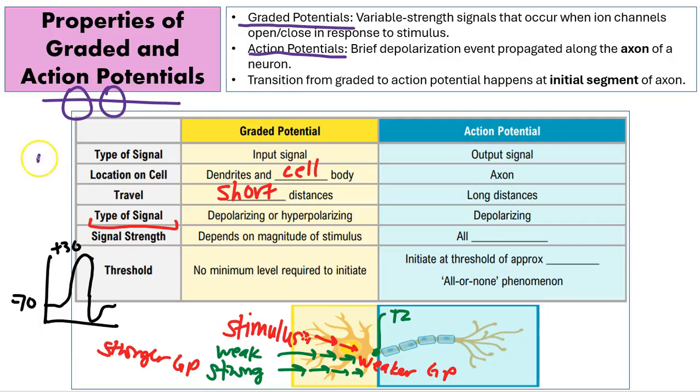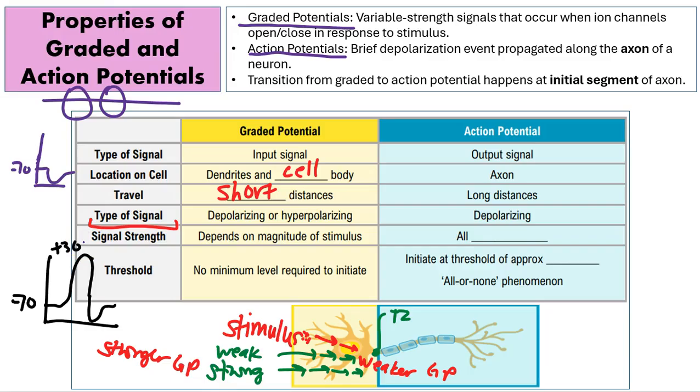So again, it can start at negative 70 and then hyperpolarize until it comes back to rest. Or sometimes it can hyperpolarize and then depolarize as well. We'll get into those details as we go along. So that's literally what you're looking at here. That's the whole purpose of that graded potential.